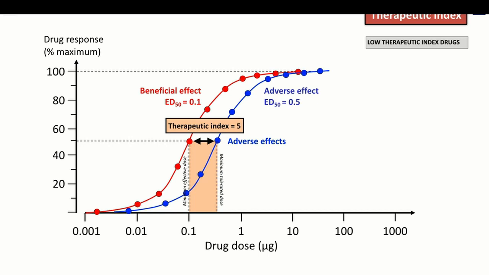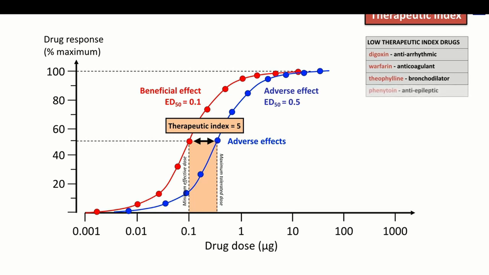Other examples of low therapeutic index drugs in common usage are digoxin, the antiarrhythmic drug used to treat atrial fibrillation, warfarin, the oral anticoagulant used to prevent and treat thromboses, theophylline, the bronchodilator used to treat reversible airways disease, phenytoin, the antiepileptic drug, and perhaps most notably insulin used to treat patients with diabetes.